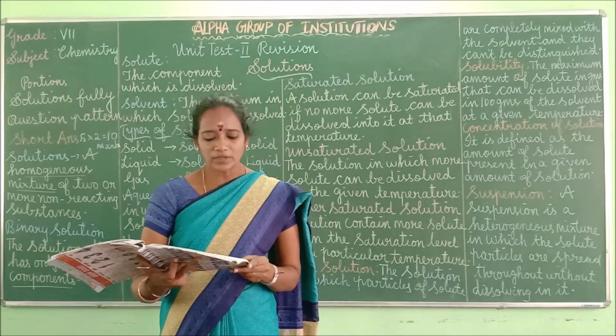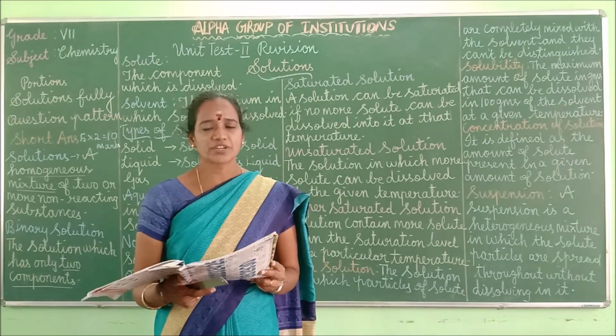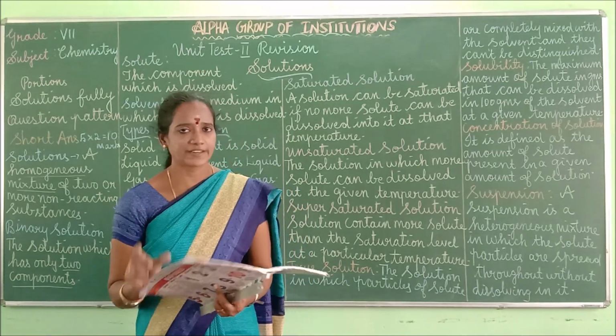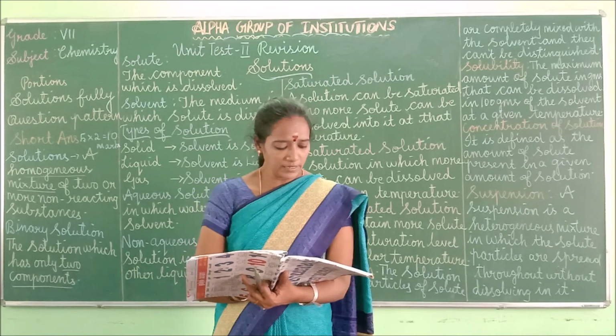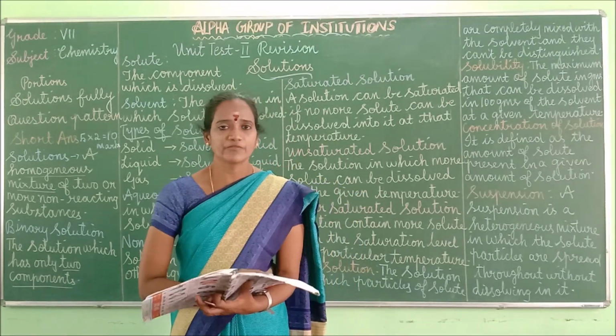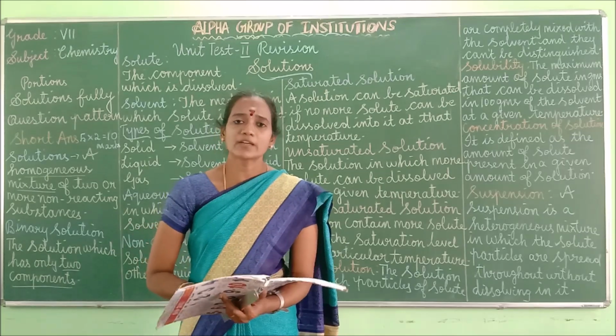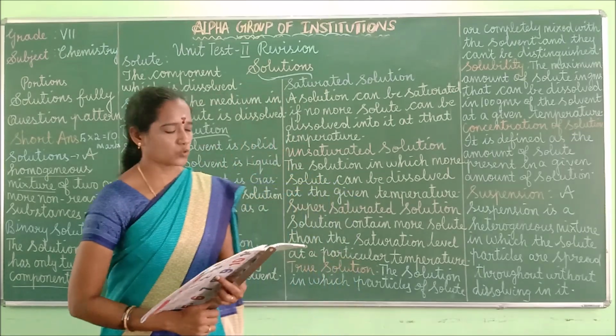Next, we can move to the properties of solution. Even though the properties of solution is a detailed answer, you should concentrate and learn it. Totally 6 points are given; minimum 5 points you have to learn, children, right? Next, we can move to aqueous and non-aqueous solution.